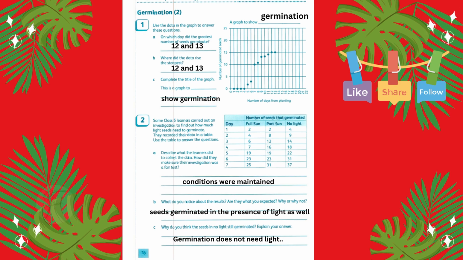B. What do you notice about the results? Are they what you expected? Why or why not? Actually, for germination, light is not essential, but we can see the seeds are germinating. So seeds germinated in the presence of light as well. So this is unexpected, but it's going on.